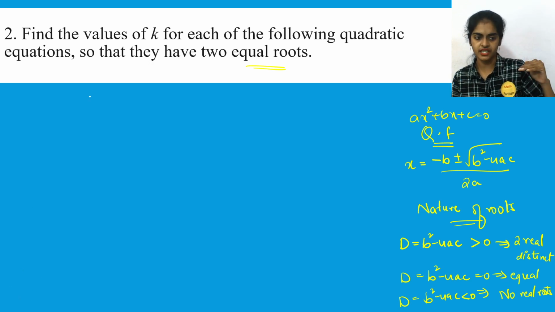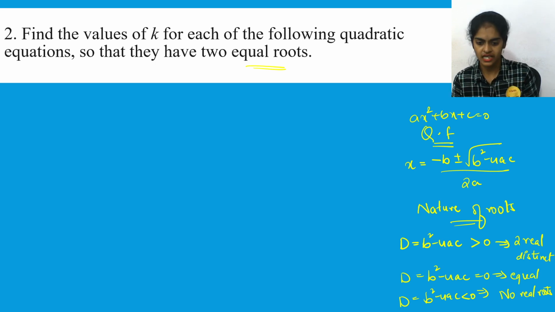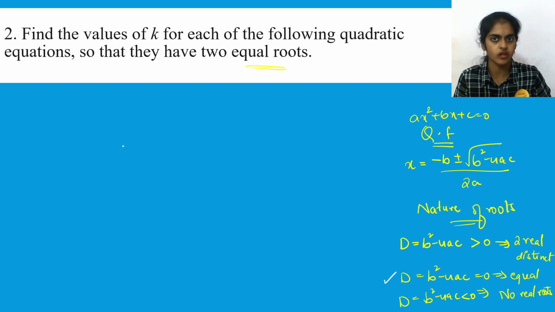So here in the question, you need to find the value of k where the roots are equal. It has two equal roots. Equal roots means the discriminant value is 0, b square minus 4ac equal to 0. So we are going to use this concept here.